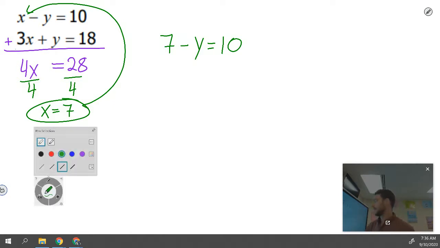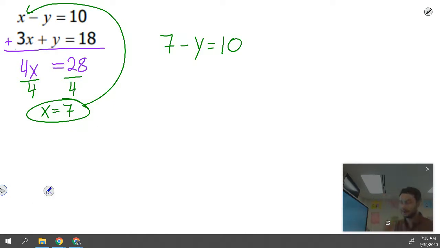I didn't put the 7 in parentheses, because there's nothing being multiplied by it, so it didn't necessarily need them. And I will do this in 2 steps. Subtract 7 on both sides. Negative y is equal to 3.